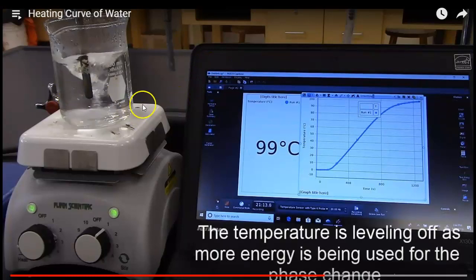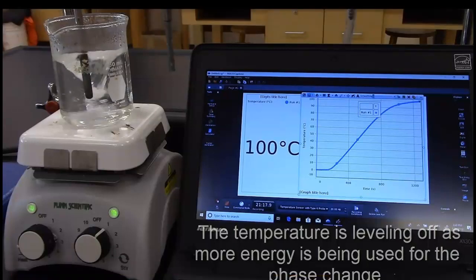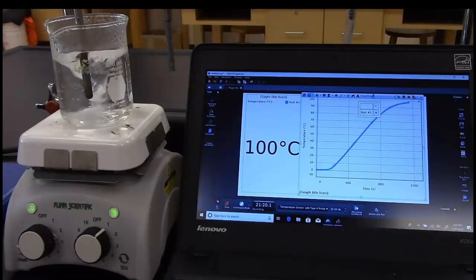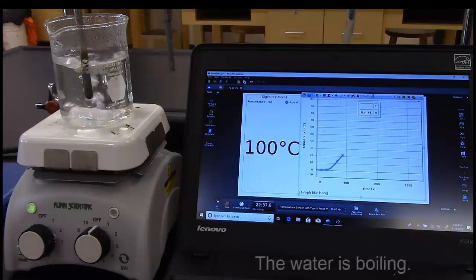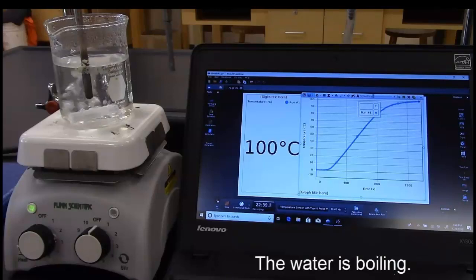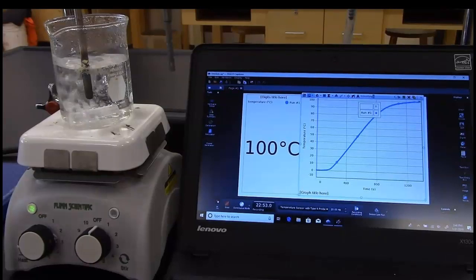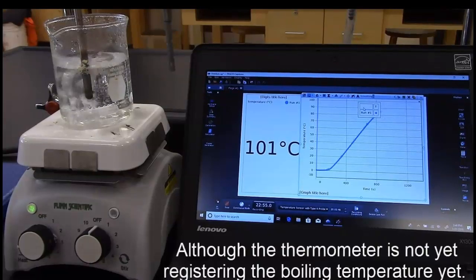So I can see some little bubbles. The spinning magnet makes it a little more tough to see that. But you can see once we get to that boiling point, once again, the graph does level off into a straight line. So she turned the spinner off on the thing. Now it's a lot easier to see the bubbles going there.